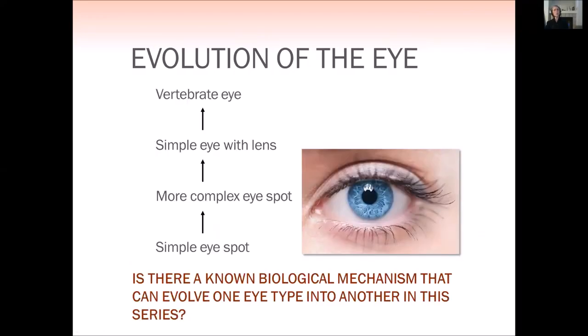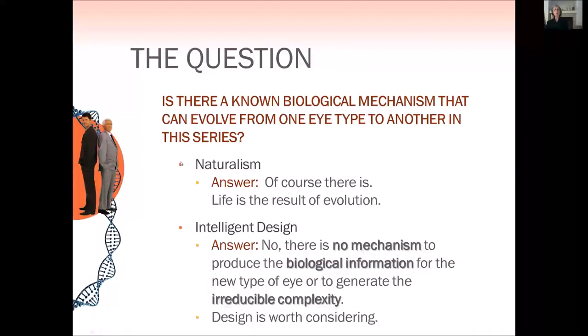So here's a really important question. Is there a known biological mechanism that could actually evolve one type of eye into another, that could evolve a simple eye spot into a more complex eye spot, which then would evolve into a simple eye with a lens, and finally would evolve into the vertebrate eye? Is there any biological mechanism that could do this? Well, the answer to that question depends on your worldview.